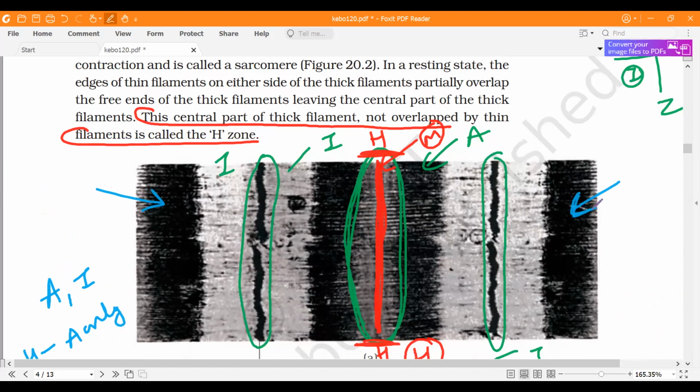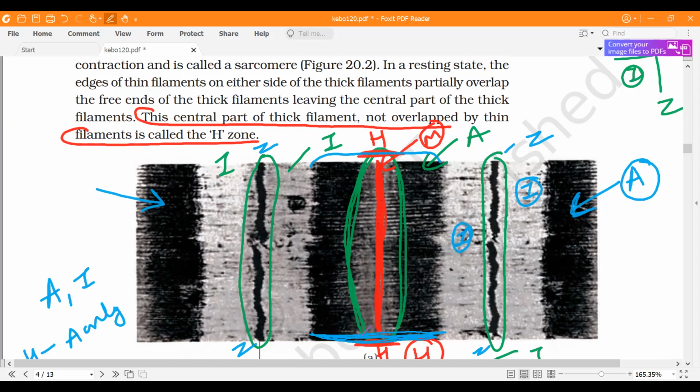What is this band? This is the I band. This is the Z line. Again, this part where only you can see the dark band, this region which I am highlighting.